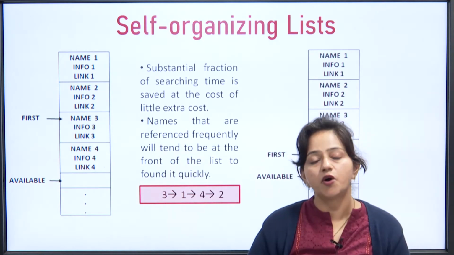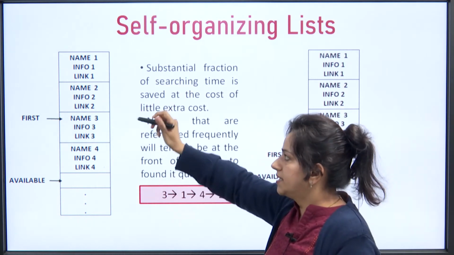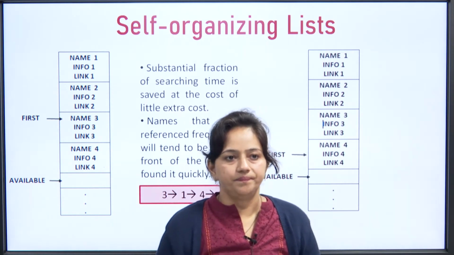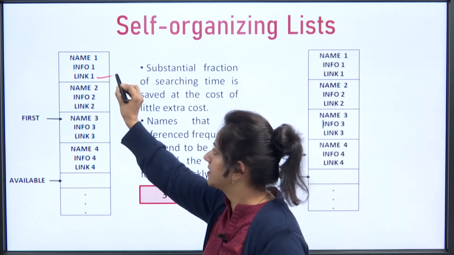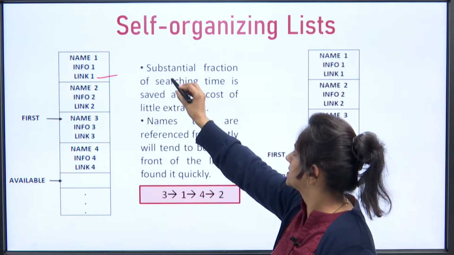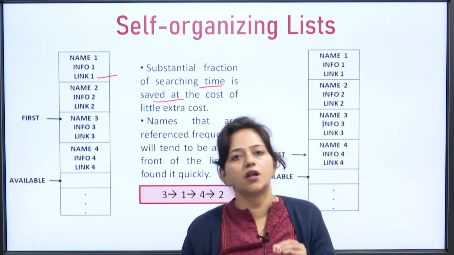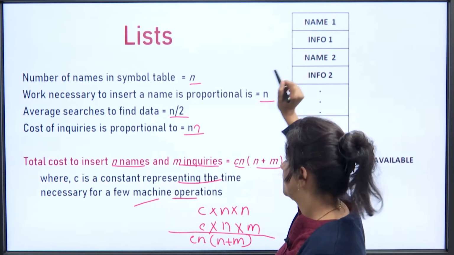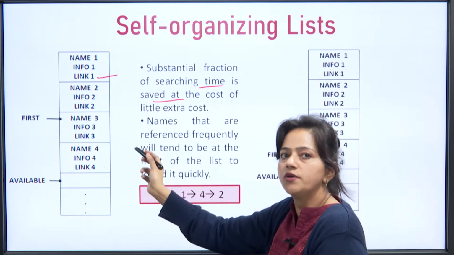Now, next is self-organizing list. In self-organizing list, what we do here is just add one extra pointer, and this will increase the cost. So, we add one extra field, that is link, and by adding this field a substantial fraction of searching time is saved. We are just adding one small piece of information, that is the link field. In the previous data structure we had name and information; here we have added one more field, link, and link will store the pointer to the next node.